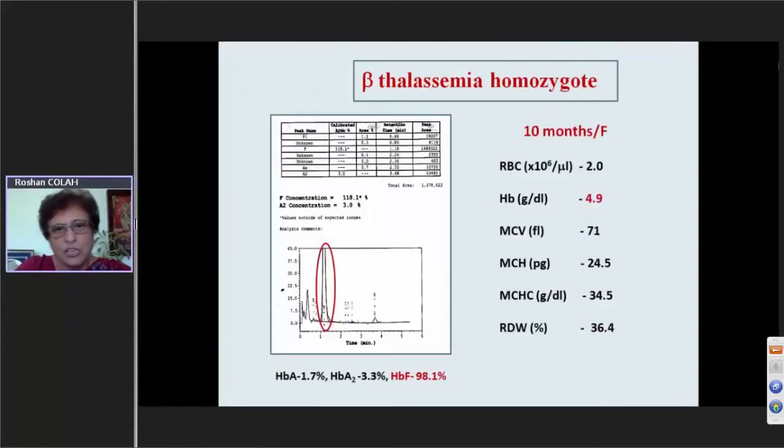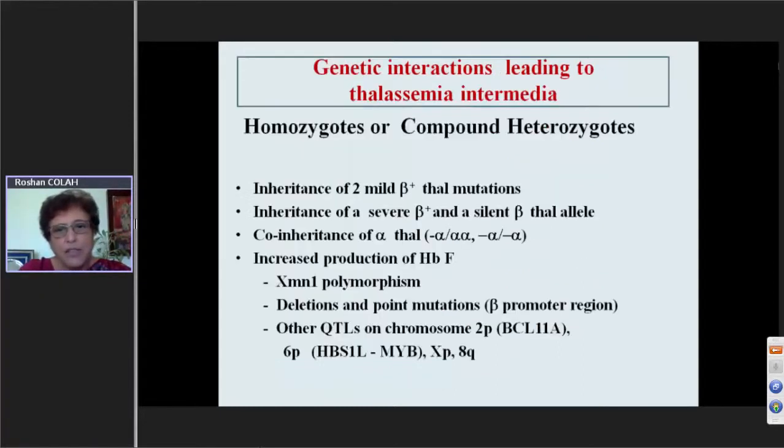A classical homozygote is easy to identify. The hemoglobin is low, and most of the hemoglobin you see on the HPLC will be hemoglobin F. So this is not difficult. There are many genetic interactions that can take place which alters the severity of the disease. For example, in homozygotes and compound heterozygotes, for the severe cases, if you inherit 2 mild beta plus mutations, you could have a milder disease.